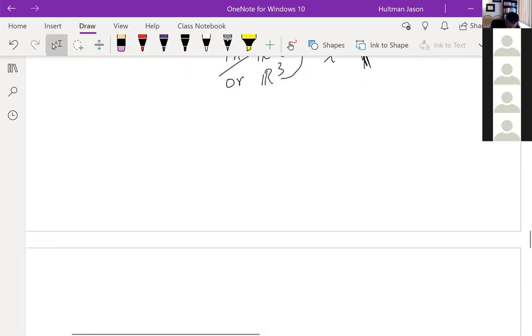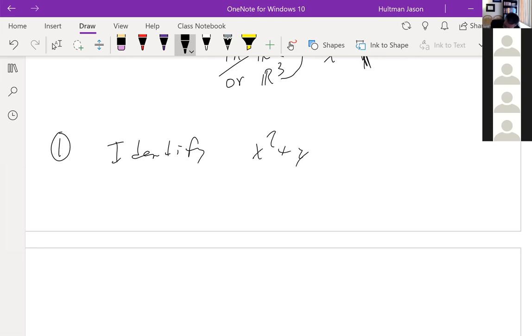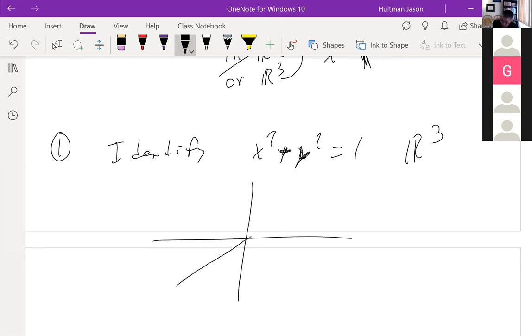Okay, so let's look at this guy here. Identify x squared plus y squared equals 1. Well, what is that? What is it? A circle? No, it's a cylinder. I'm just kidding. It's a cylinder. Why is it a cylinder? Because we're dealing in R3. It's what you think is the equation of a circle, but you're wrong.